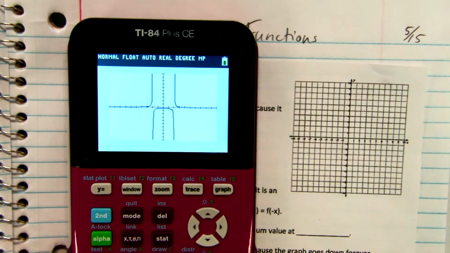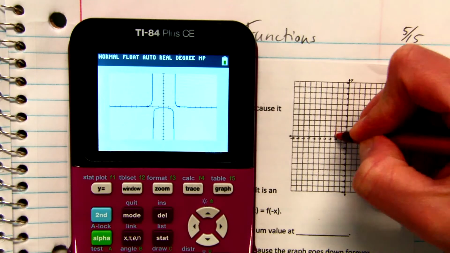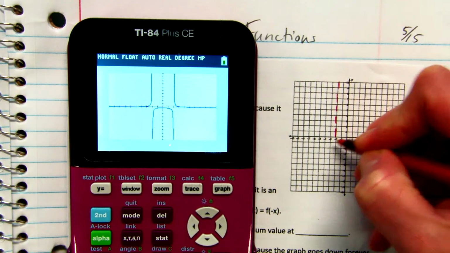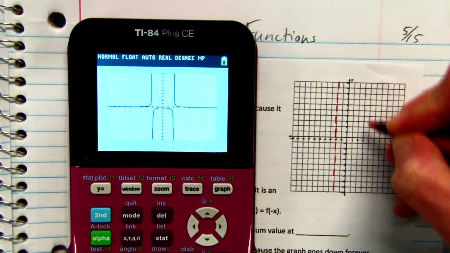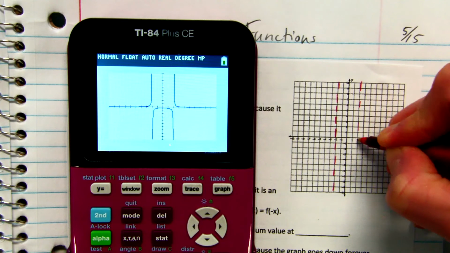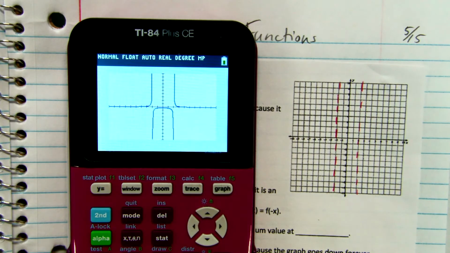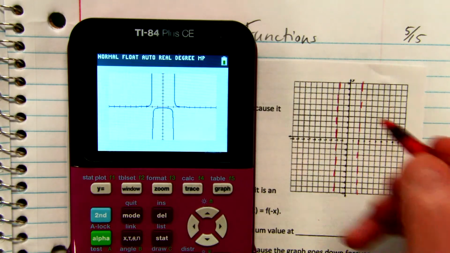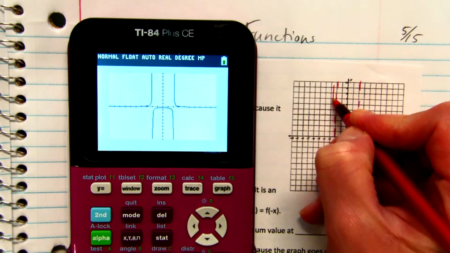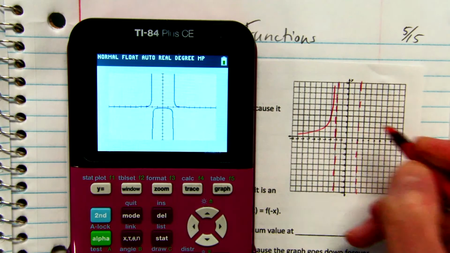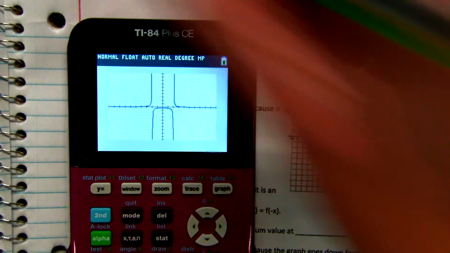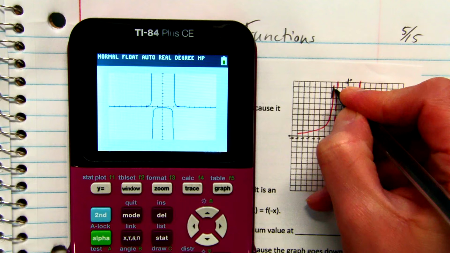So on my graph, at -2, I'm going to put in this asymptote. And at 2, I'll put in this asymptote. And we can just get a general idea of what these graphs look like. So we're just going to kind of sketch this. Oh, I didn't mean to do that in red. Let me switch to pencil. Make it black.